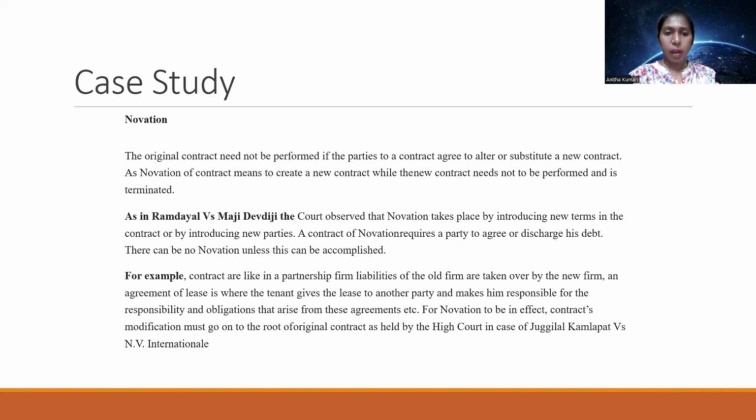A contract like in a partnership firm, liabilities of the old firm are taken over by the new firm. An agreement of a lease where the tenant gives the lease to another party, making him responsible for the responsibility and the obligations that arise from the agreement, etc. For novation to be in effect, contract modification must go on the route of the original contract, as held by the High Court in the case of Juggilal. So you can see much more explanation for this case study on Google.